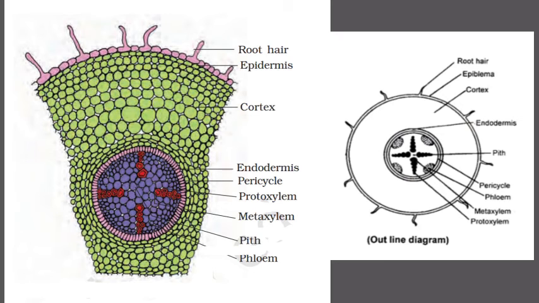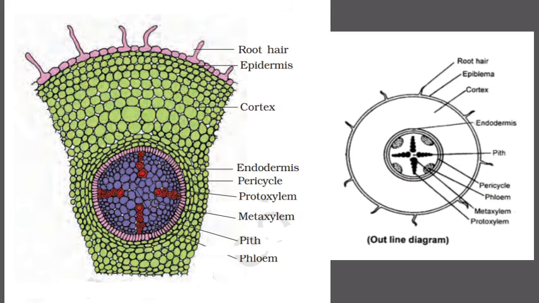Below that, cortex. Cortical cells are parenchymatous in nature, and they are arranged somewhat loosely with intercellular spaces. The innermost layer of cortex is called endodermis, which contains Casparian strips or Casparian bands, and opposite to protoxylem, the cells are called passage cells. Below endodermis, there is a thick layered pericycle, then vascular bundles. See, protoxylem is present towards periphery, metaxylem towards center. This type of condition is called exarch condition.